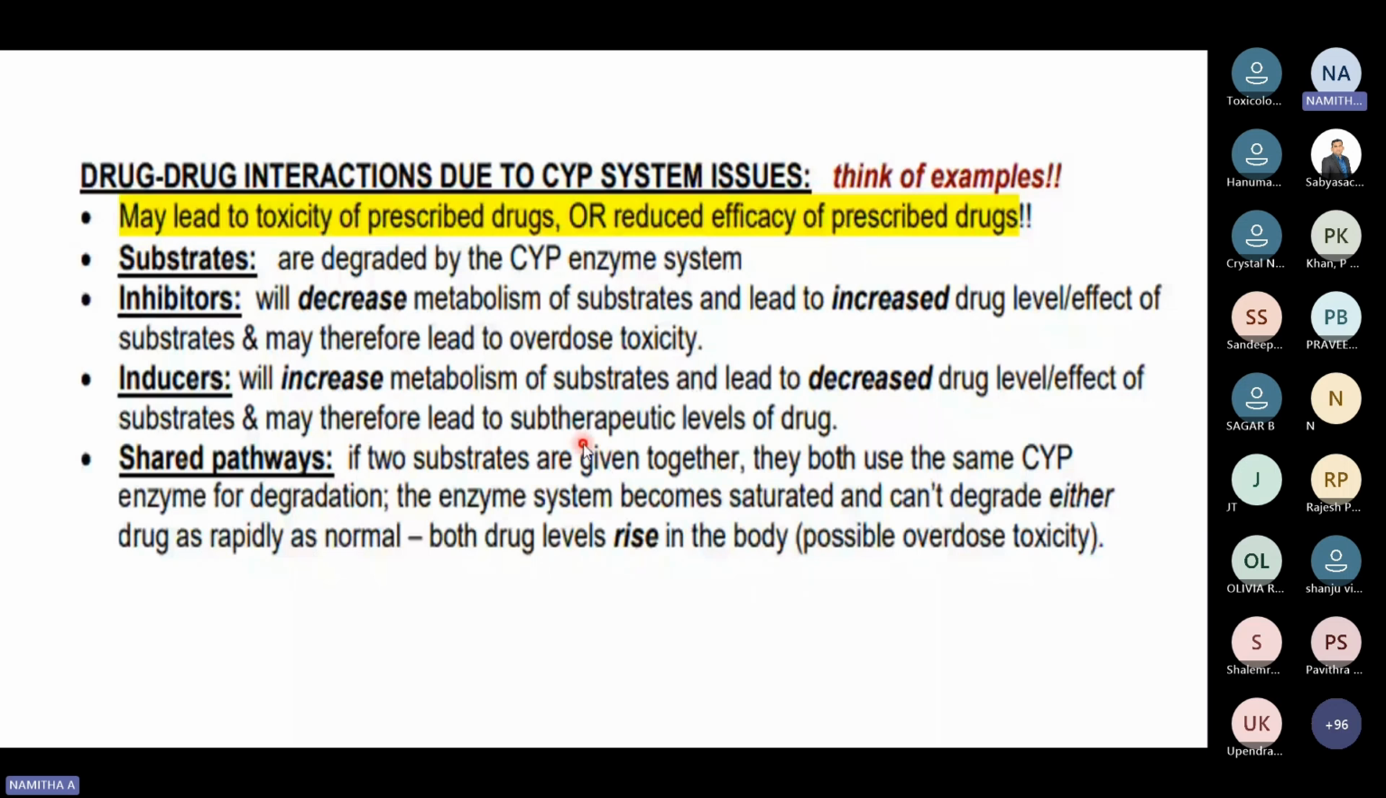Shared pathways: if two substrates are given together, they both use the same CYP enzyme for degradation. Hence, the enzyme system becomes saturated and cannot degrade the drugs as rapidly as normal. Both drug levels rise in the body, which may possibly increase the toxicity.